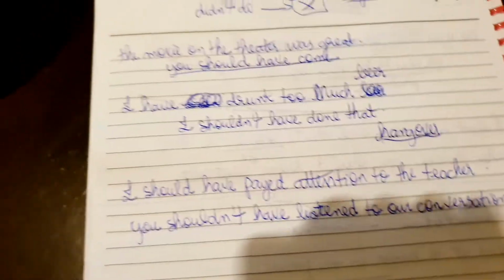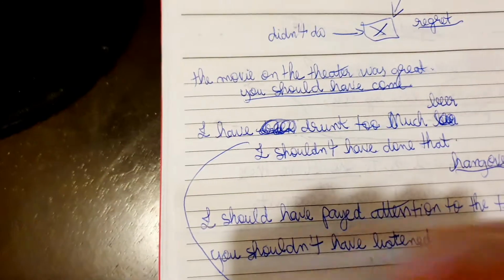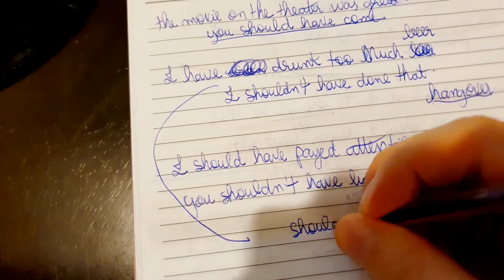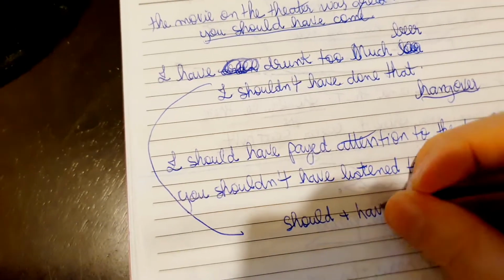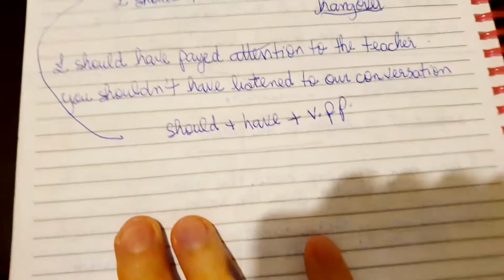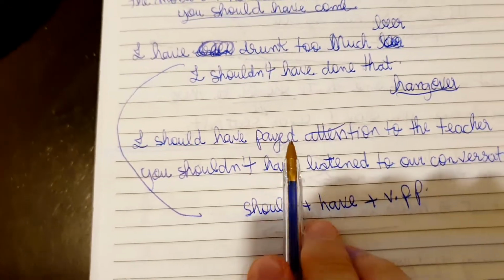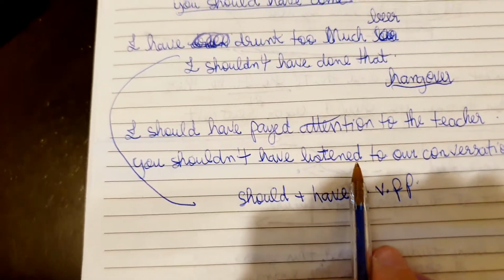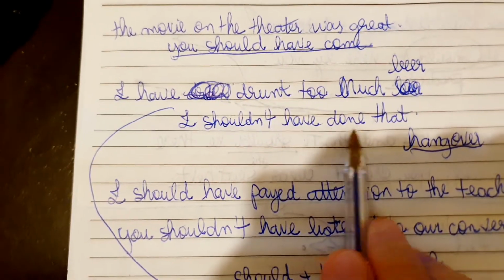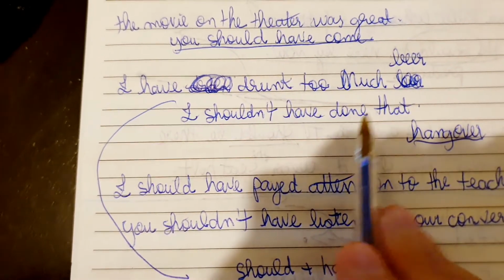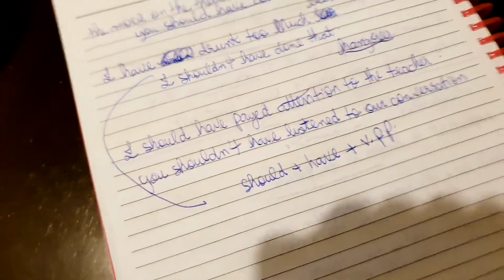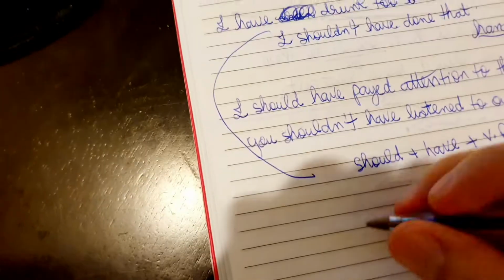So what's the pattern of these three sentences here? We have the verb should, we have the verb have, and we have the main verb in the past participle. You see, paid, listened, regular verbs, done, an irregular verb, do, did, done, okay? So it's different, they have different meanings after all.